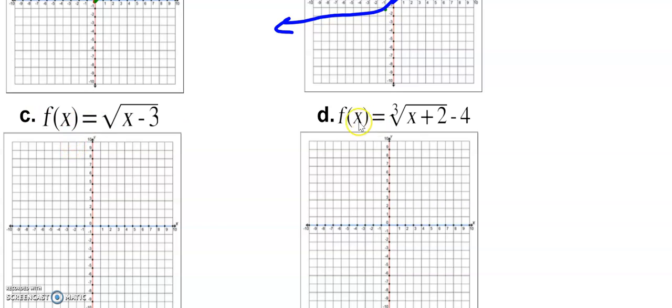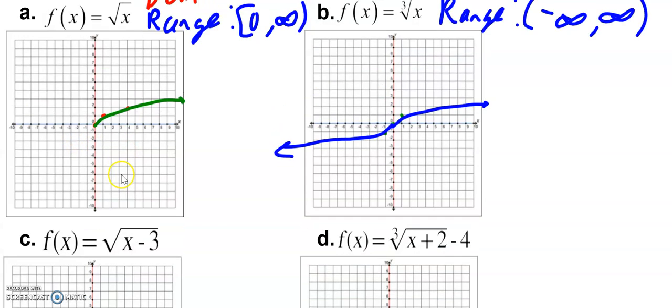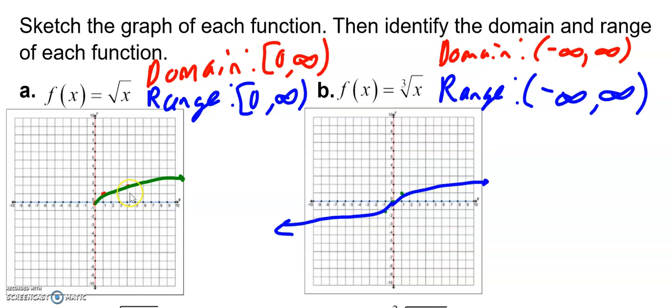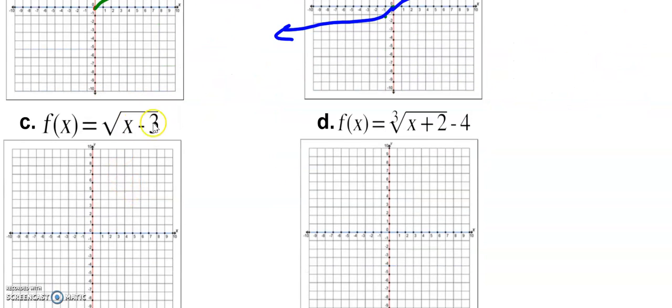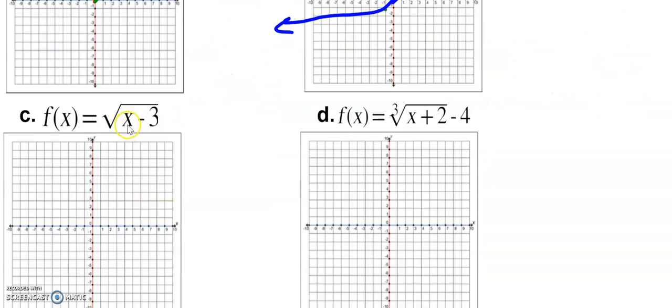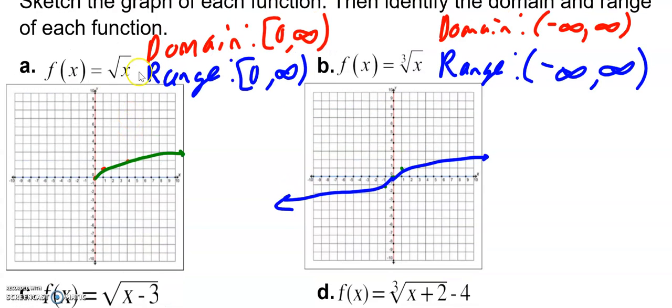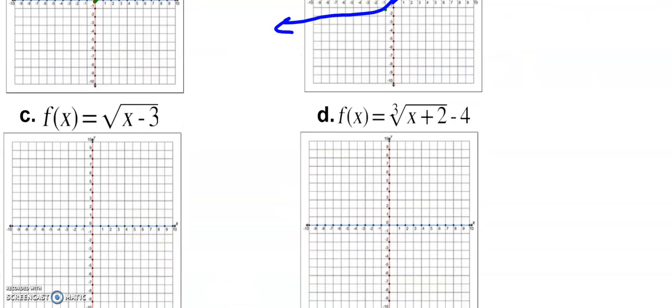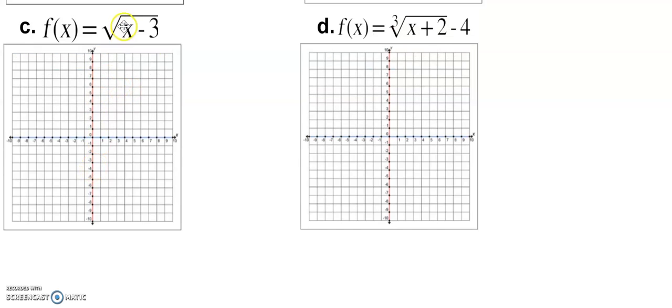All right, so now let's look at C and D. So these are going to be transformations of these parent functions, and this is why it's really helpful to know the parent function. So first I would look at C and I would ask myself, okay, how is this transforming from the parent function? Well, hopefully we recall that the -3 is actually going to go to the right 3.